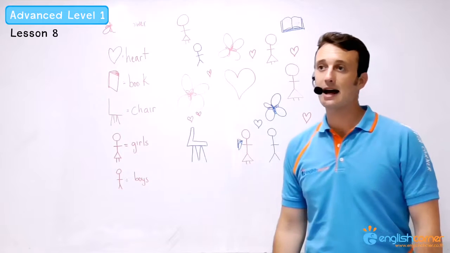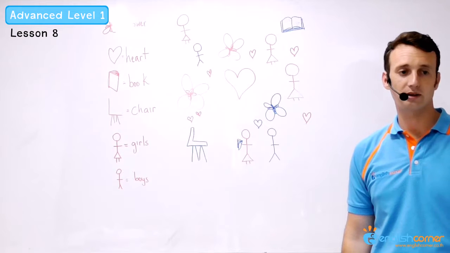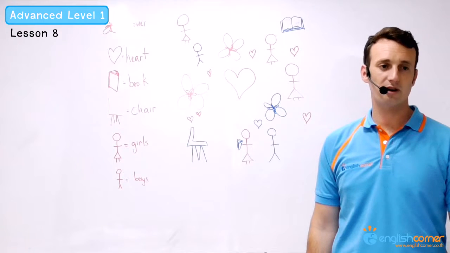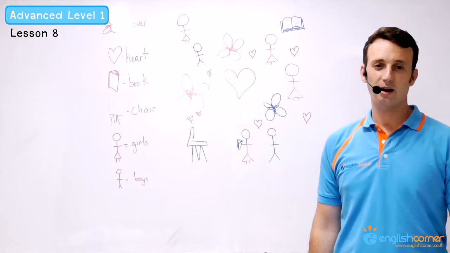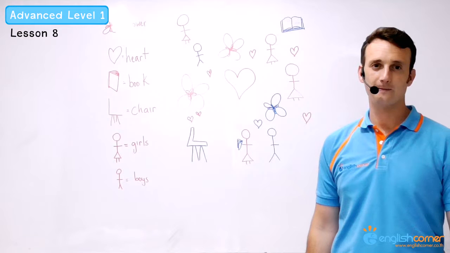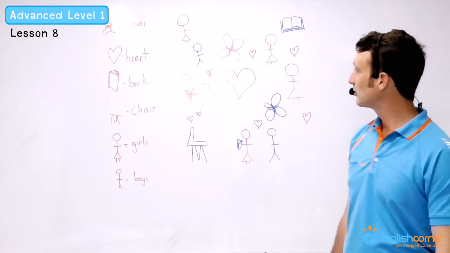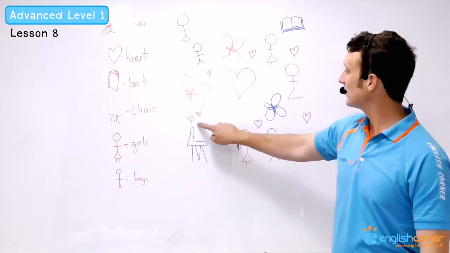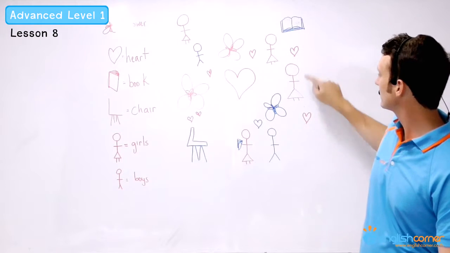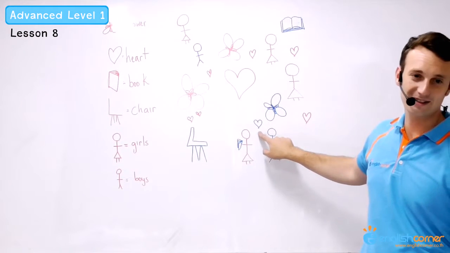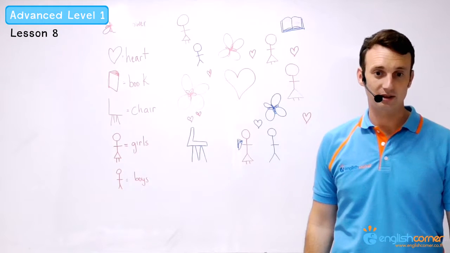So you can start by asking, how many are there? How many hearts are there? 7, 8. Which is it, 7 or 8? 1 heart, 2 hearts, 3 hearts, 4 hearts, 5 hearts, 6 hearts, 7 hearts, 8 hearts. There are 8 hearts.